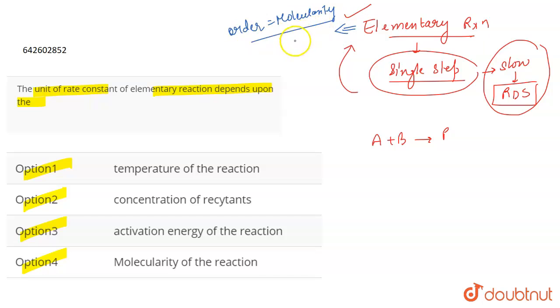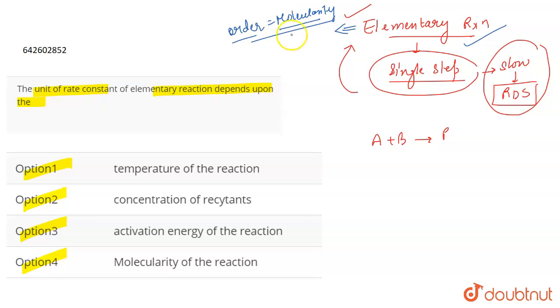What does this mean? Generally, order is an experimental quantity. For a given reaction, order is determined experimentally. We cannot just find it out by looking at the reaction. But for an elementary reaction, for the reactions that take place in a single step, for simpler one-step reactions, order is equal to the molecularity.